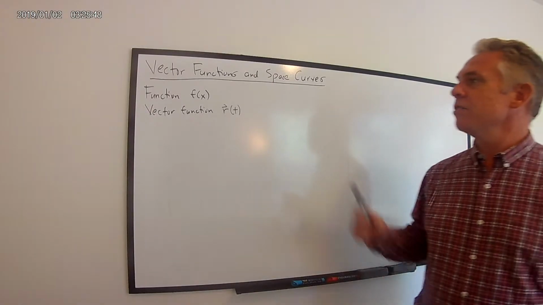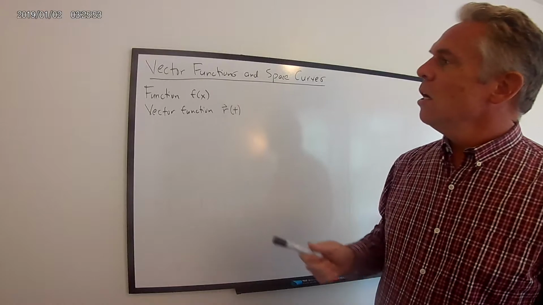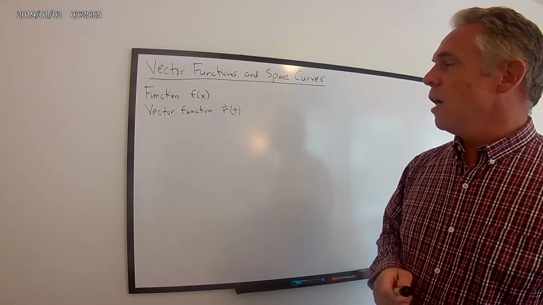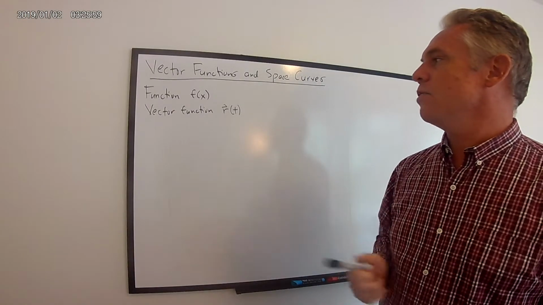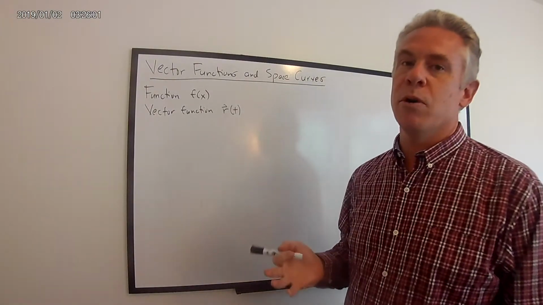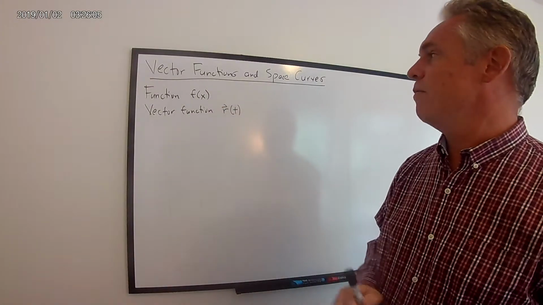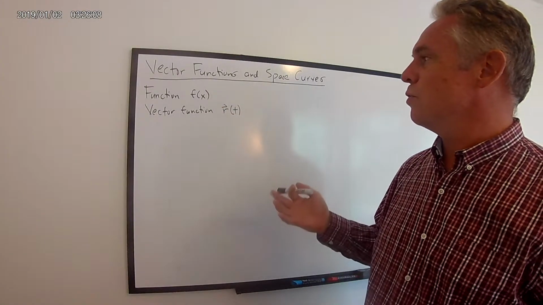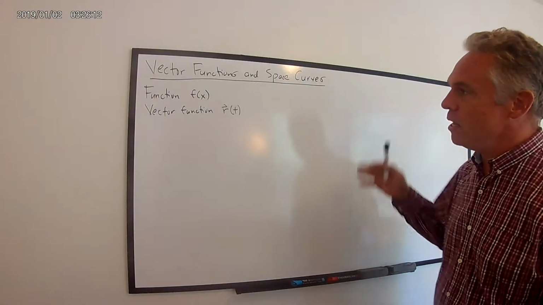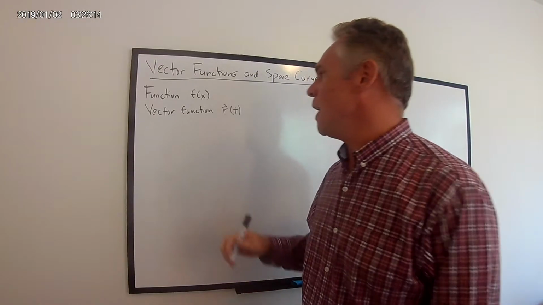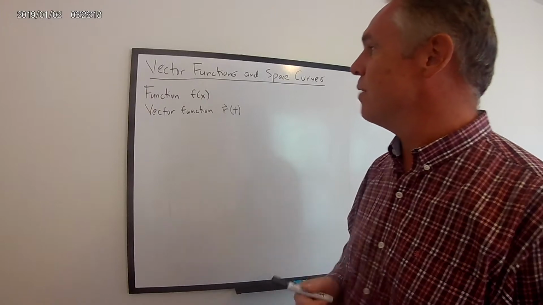And to motivate this, let's talk a little bit about the difference between a function and a vector function. So we've all encountered functions for a number of years in our lives now. A function takes some real number as an input, and it produces a real number as an output. For example, f of x takes x as an input, it produces f of x or y as an output. Okay, and for any given input, we must produce a unique output. We can't produce two outputs for a single input. That's what defines a function.